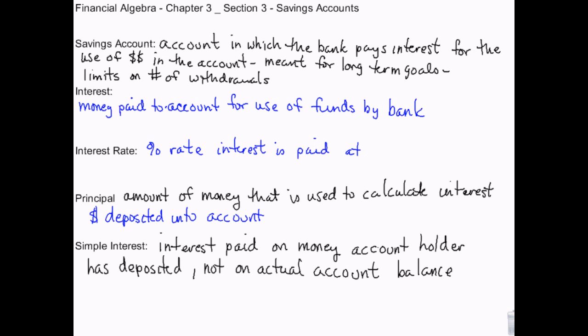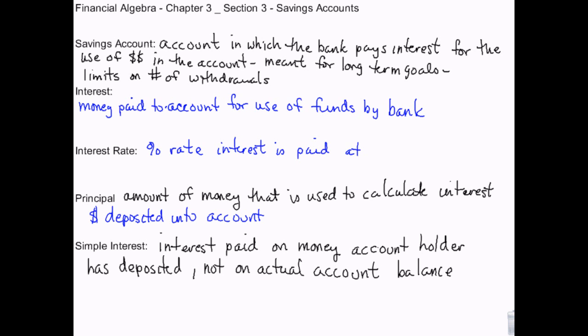Okay, the principal is the amount of money that is used to calculate interest. It is the money that has been deposited into the account. So principal is any money that you put in the account, not money that the bank puts into the account. We have two kinds, simple interest and compound interest, and we're going to talk about compound interest later. But simple interest is only paid on money you deposit into the account. Compound interest gets paid on money you deposit and interest that's earned. So compound interest grows faster than simple interest, because simple interest is just paid on money that you yourself put into the account.